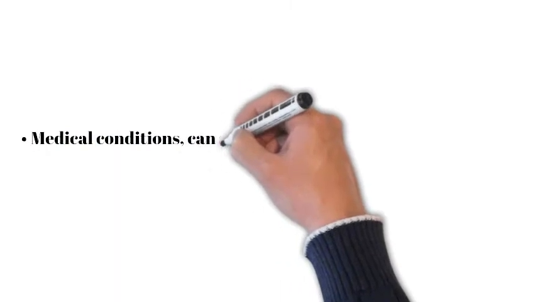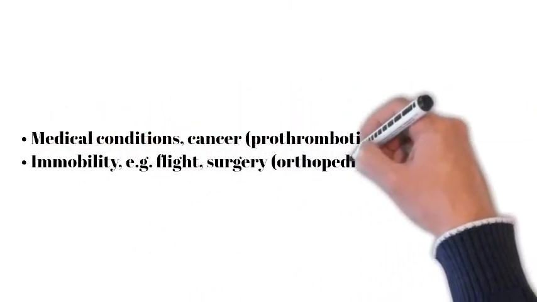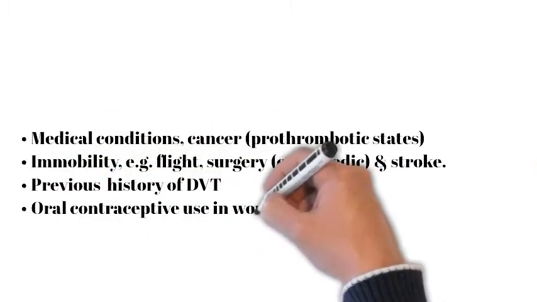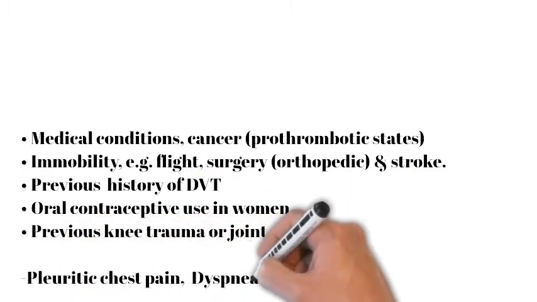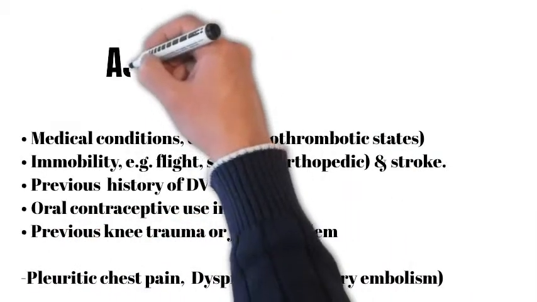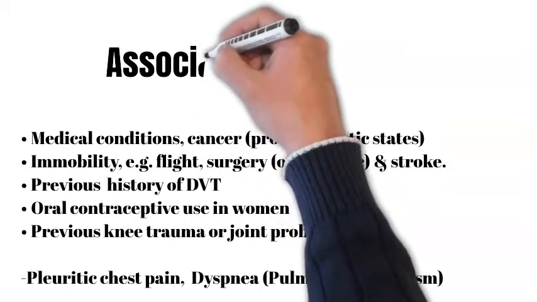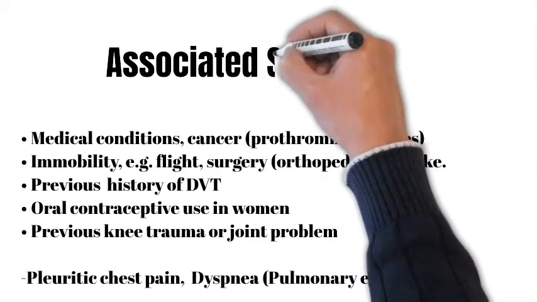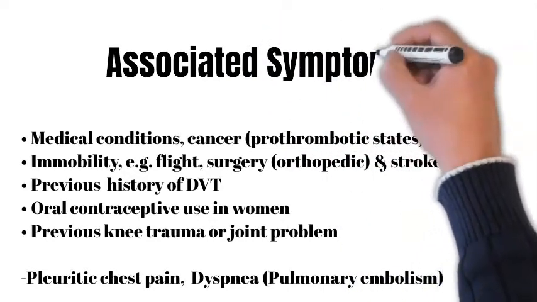Associated symptoms. Medical conditions, like active cancer or heart failure, prothrombotic states, immobility, for example flight, surgery, especially orthopedic, and stroke. Previous personal or family history of DVT, or oral contraceptive use in women. Previous knee trauma or joint problem. Pleuritic chest pain or breathlessness consistent with pulmonary embolism.